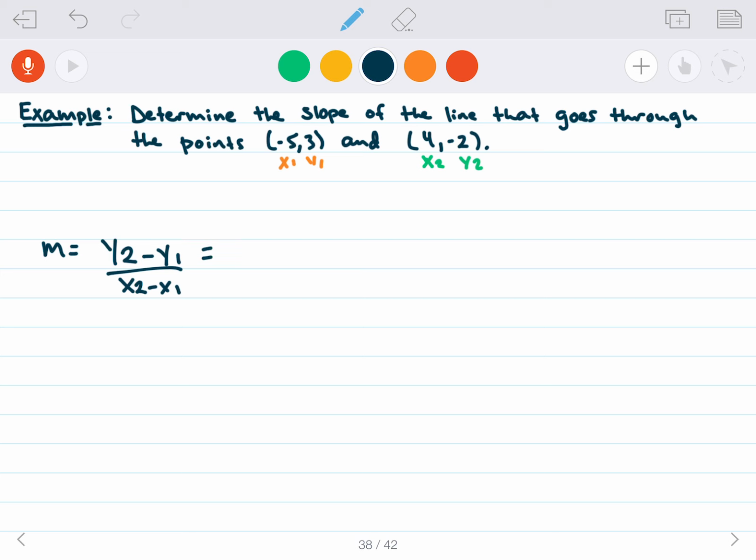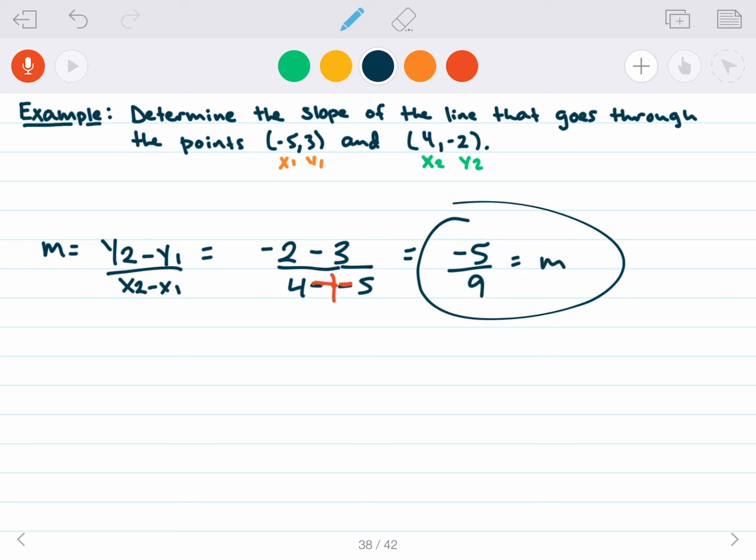So y2, we get negative 2 minus y1 is 3 over x2 is 4 minus x1 is negative 5. So remember, when we have double negatives, that becomes a positive. So that becomes a positive there. So on top, negative 2 minus 3 is negative 5. And on bottom, 4 plus 5 is 9. So our slope is negative 5 over 9.